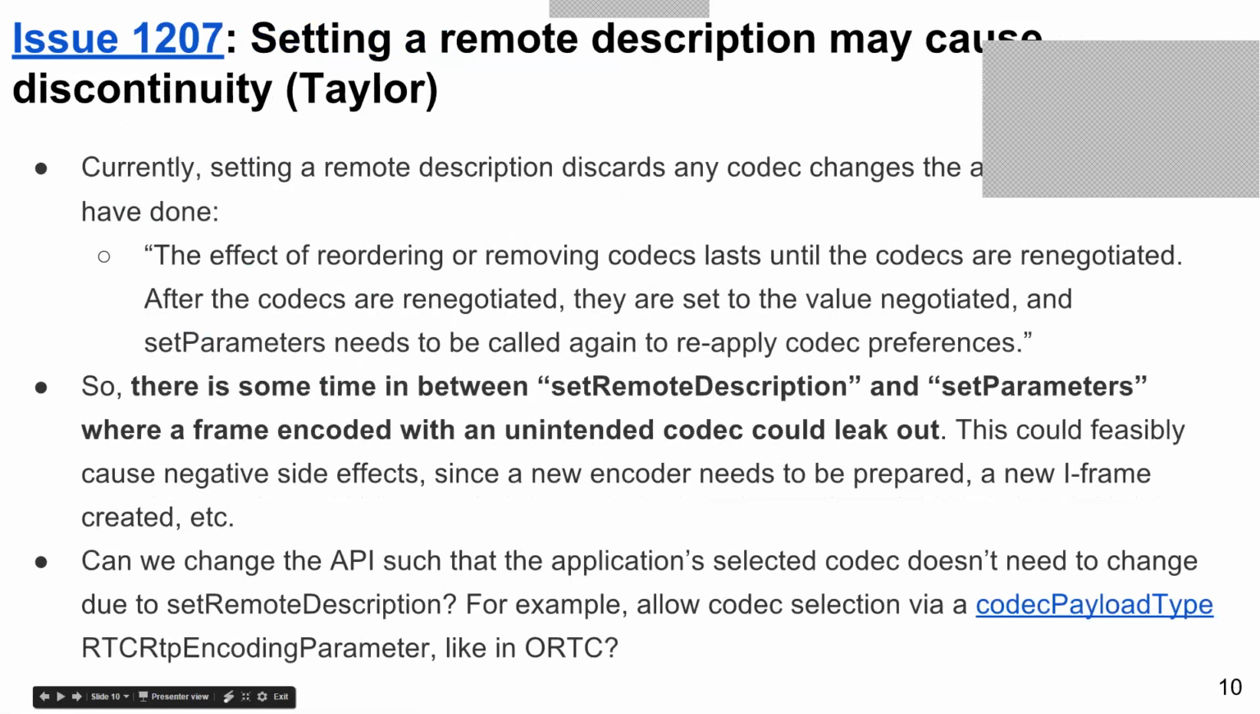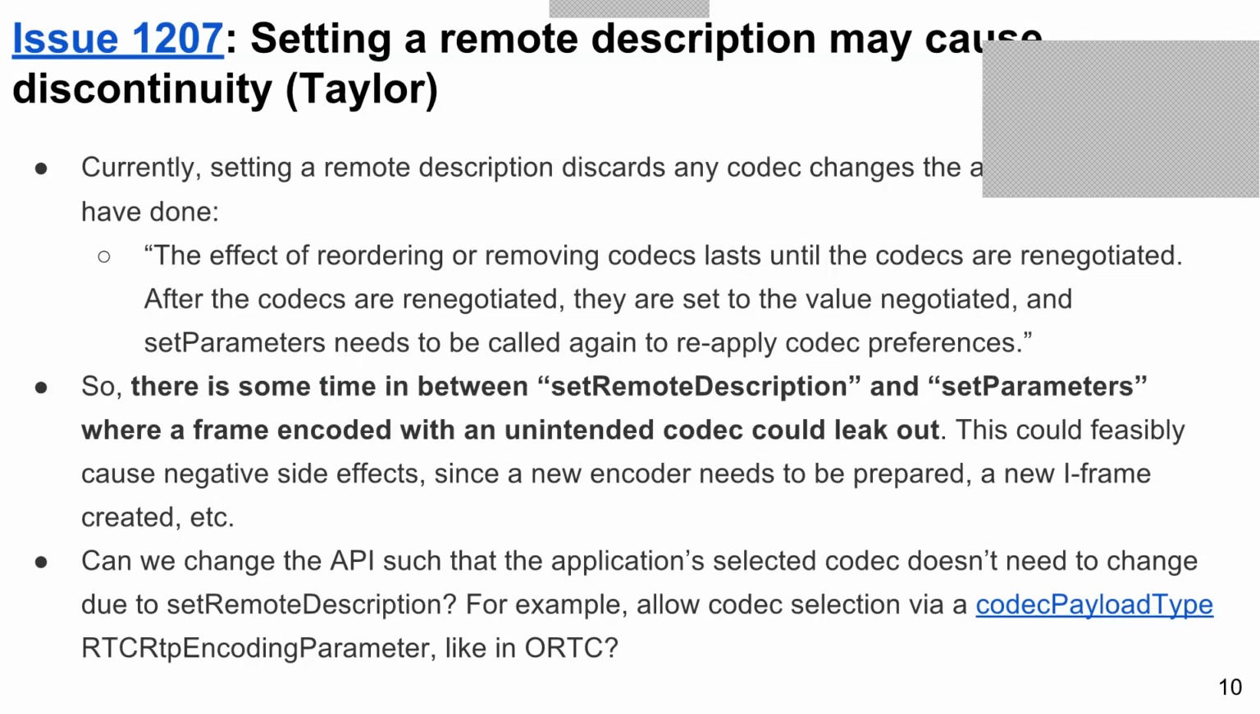Okay, this one is slightly smaller scope. I don't remember if we already had this discussion, but basically an issue I noticed is that setting a remote description would discard any codec reordering the application previously did with set parameters. So there'd be some time between when set remote description is called and the implementation switches to the new codec that's on the top of the list, to when the application could call set parameters to set it back to the codec it wants to use.